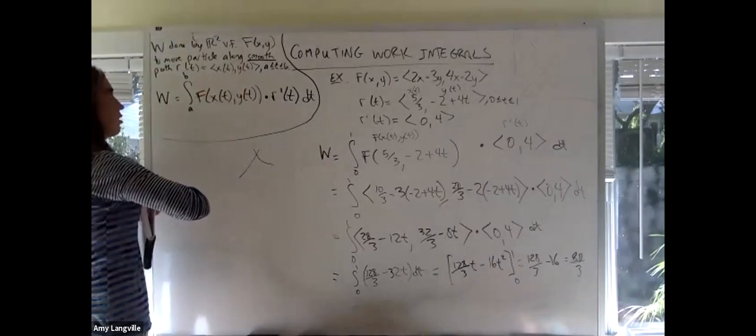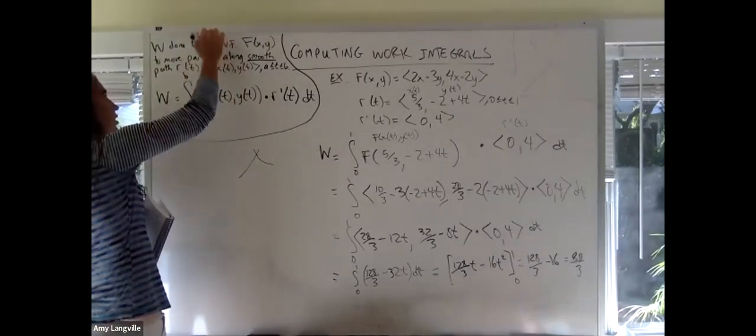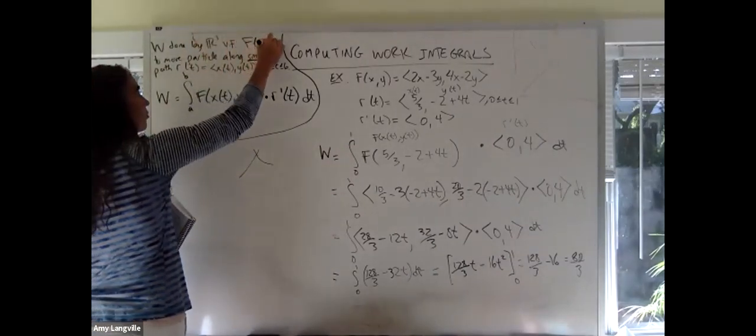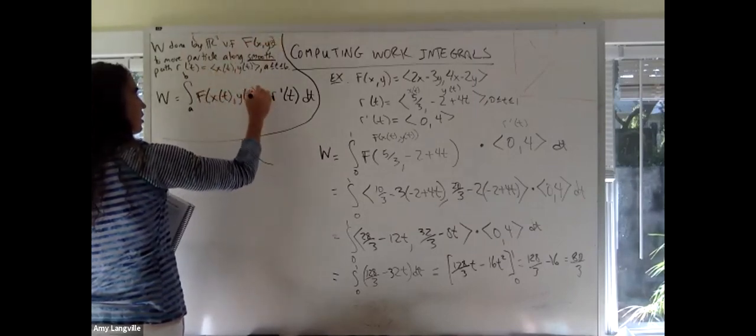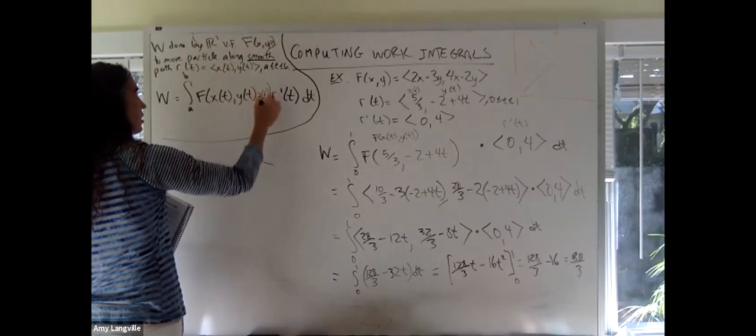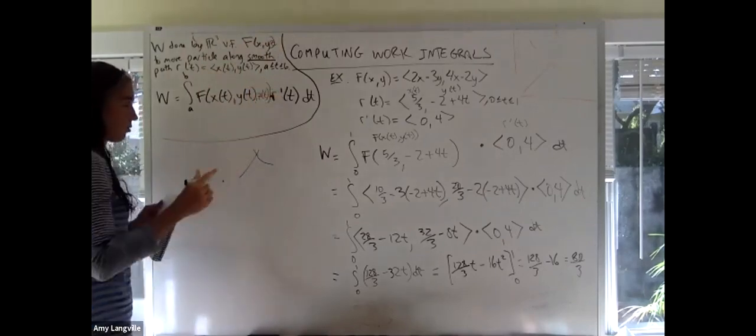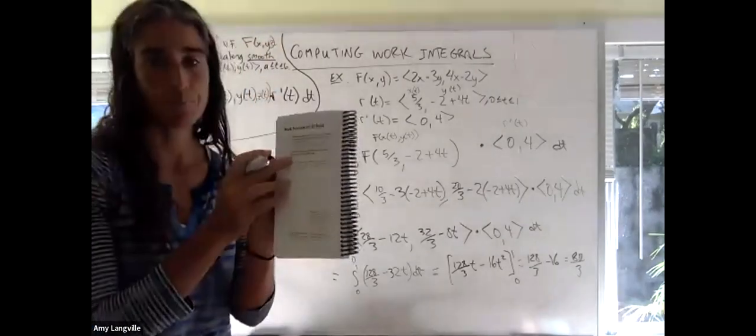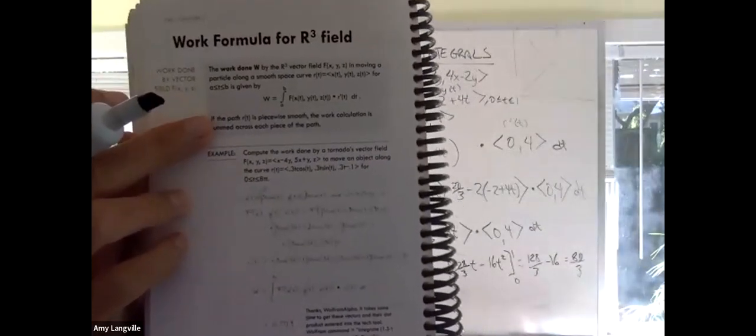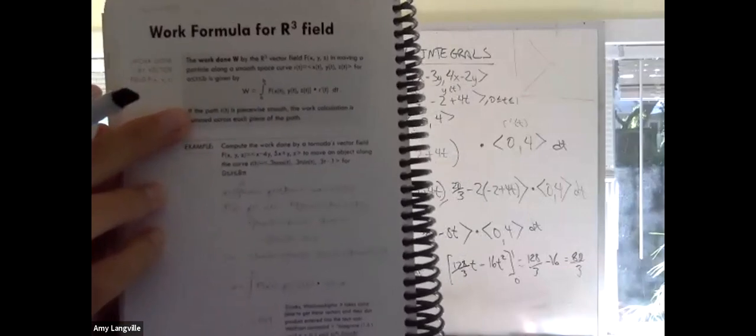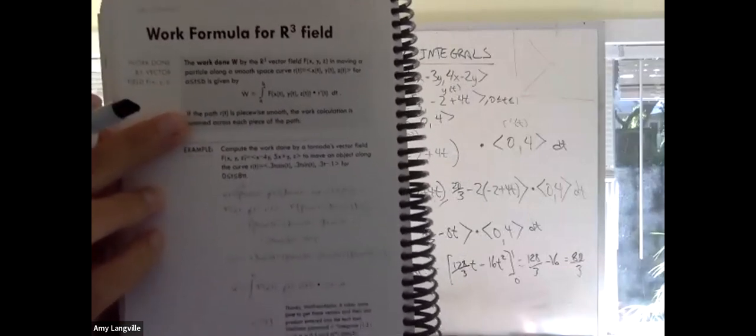If we change this to R3, you now have a third component z. So we have a z of t. But we'd still dot that with r prime of t. So the formula, and of course this would hold for higher dimensions as well. So the work formula for an R3 vector field is shown here, but you could do this for Rn.